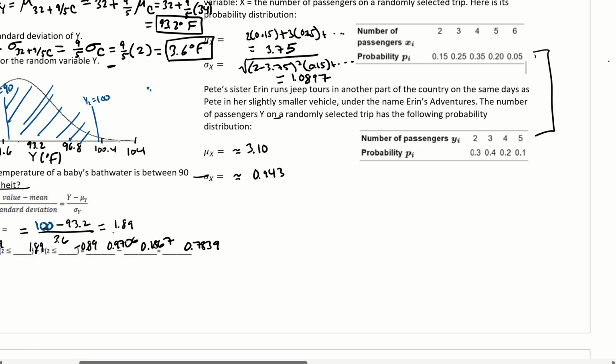Okay, so we're going to combine these. To get a sum of 4, I can do 2 plus 2. Now, how would I get a sum of 5? I could do 2 plus 3, or I could do 3 for Pete plus 2 for Erin. So there's 2 ways to get 5. What if I want a sum of 6? There's 3 ways to do that: 2 plus 4, 3 plus 3, and 4 plus 2. So you have to consider that there are multiple ways to get a sum.